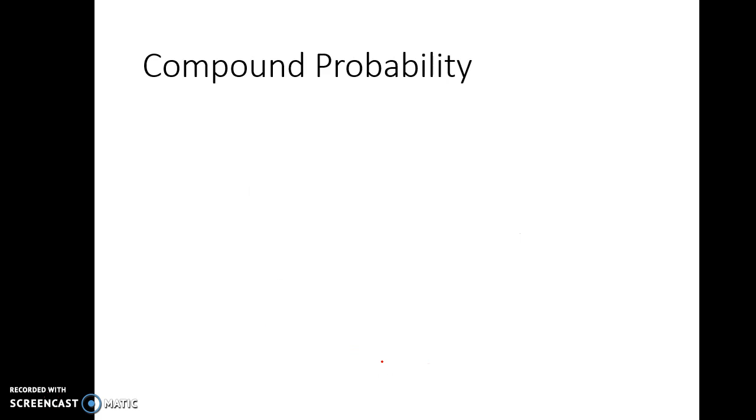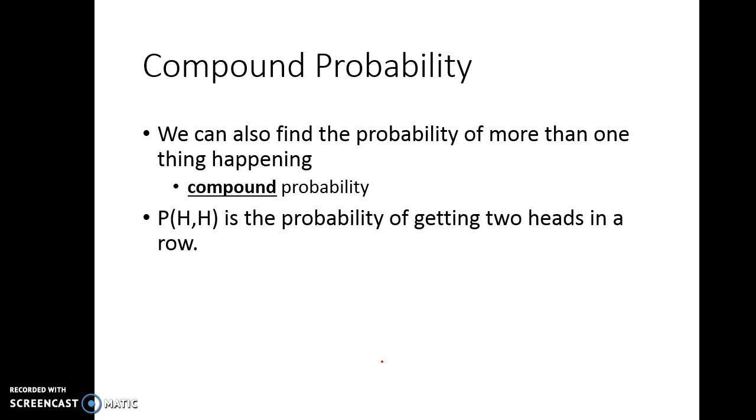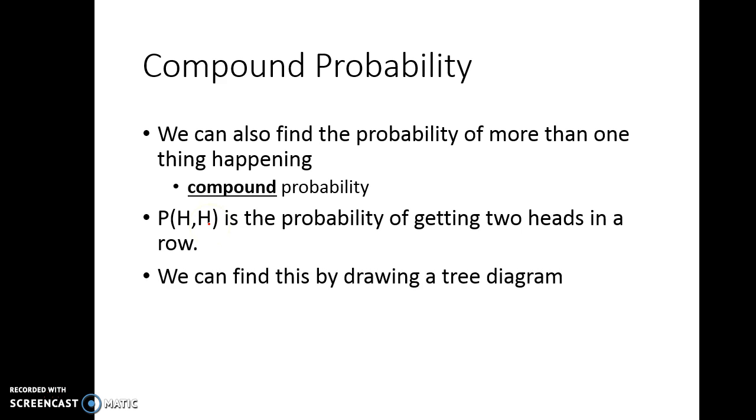When we talk about probability, we're not just talking about getting a head or getting a tails, but we're talking about, like, if you flip the coin twice, what's the probability that you get 2 heads, things like that. So this is called compound probability, and we could write that as something like this, where instead of just writing P(H), the probability of getting one head, we could write P(H, H). So that's saying that we're getting a head, and then we're getting another head. We can find this by drawing a tree diagram.